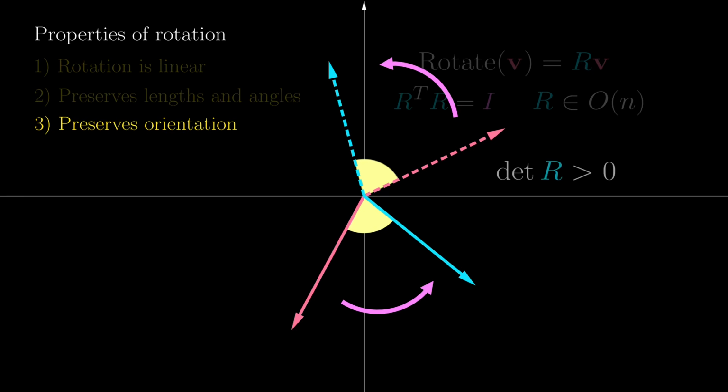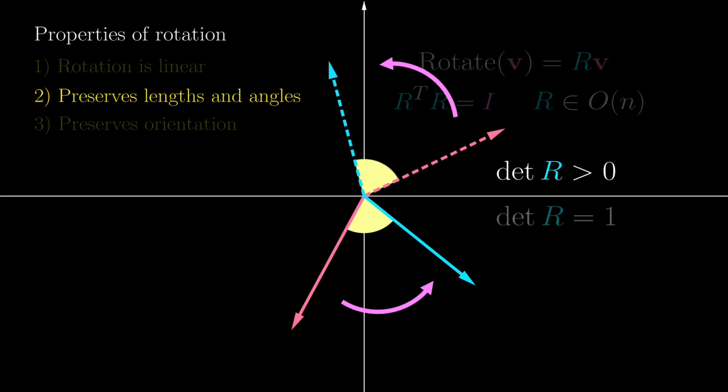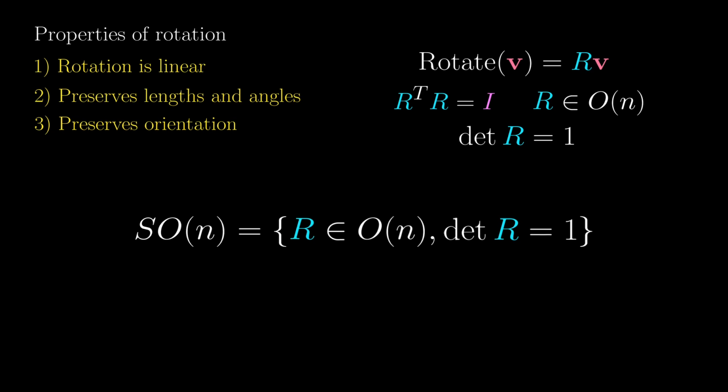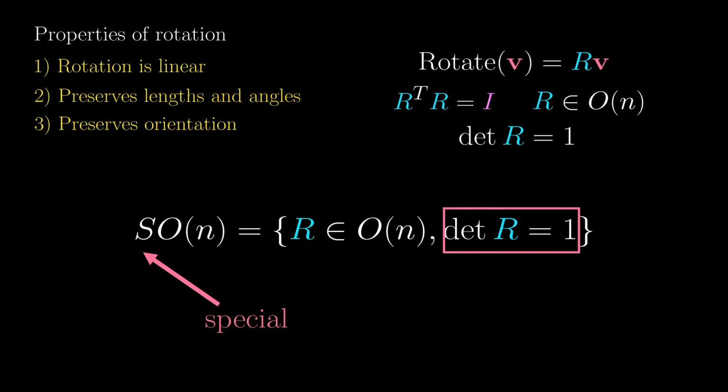Linear algebra tells us that the determinant of a rotation matrix is positive. And because lengths and angles are preserved, areas are preserved, so the determinant is exactly positive 1. So that's all the properties of the rotation tells us. In particular, if a matrix is already in O(N), or orthogonal, and in addition has determinant positive 1, then we say it is in SO(N). S here stands for special, corresponding to the additional requirement that the determinant equals 1.